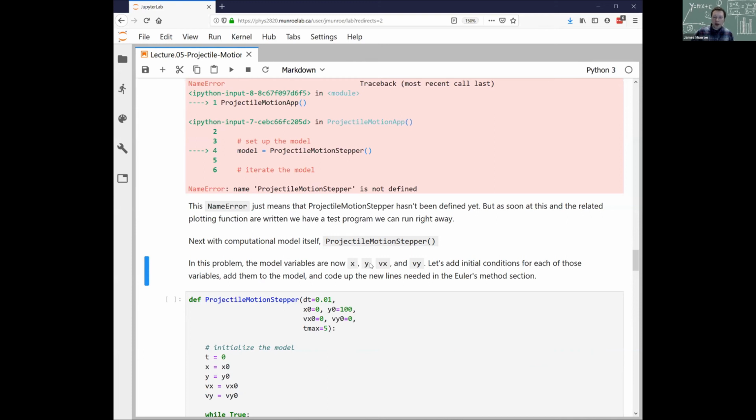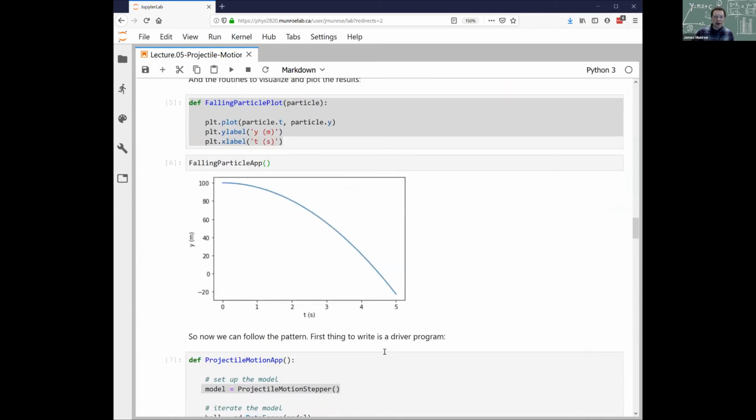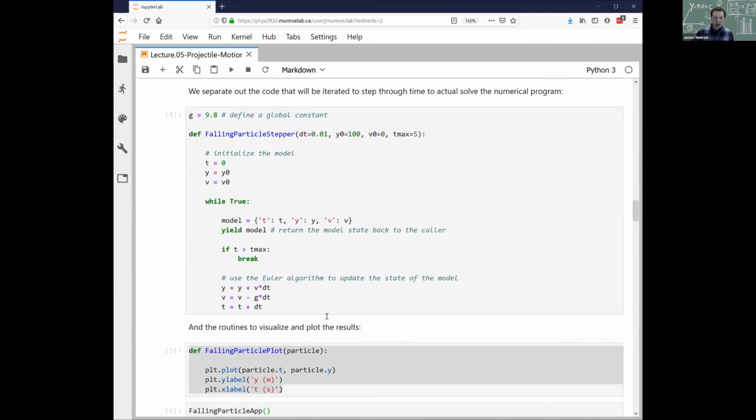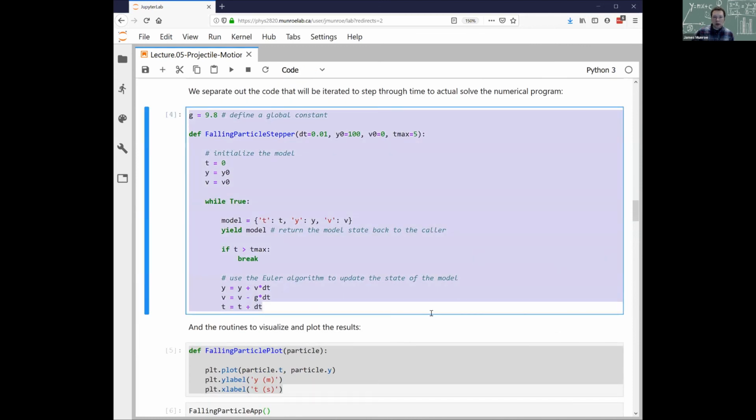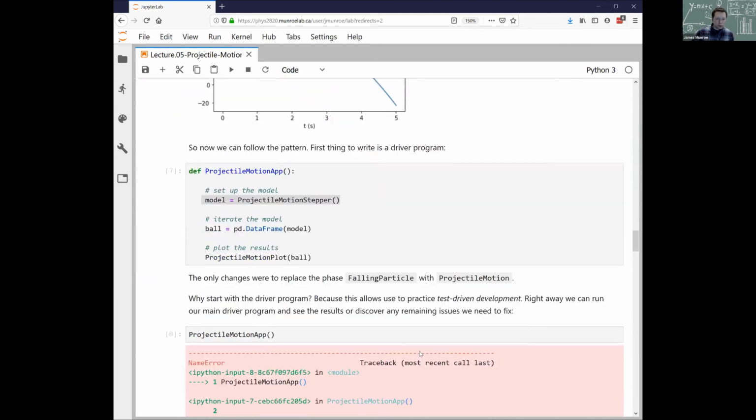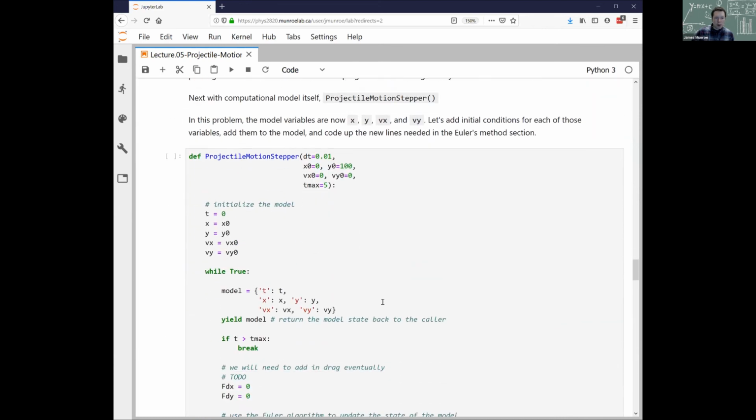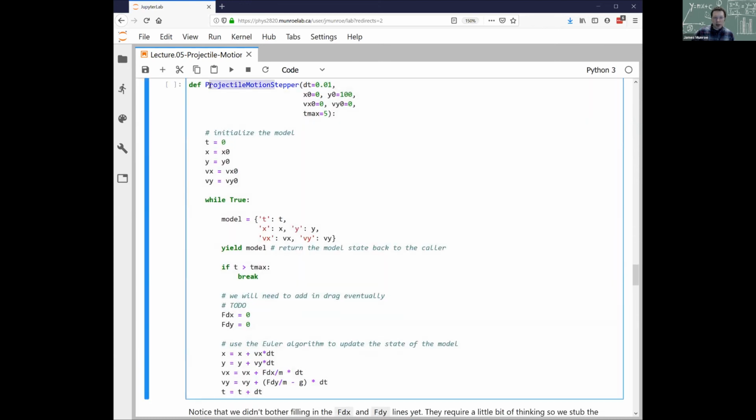We have horizontal and vertical position and horizontal and vertical velocity. So let's add that. And what I mean by adding it is I would have started by taking this piece of code, copy pasting it, changing its name, and then beginning to modify it to suit.